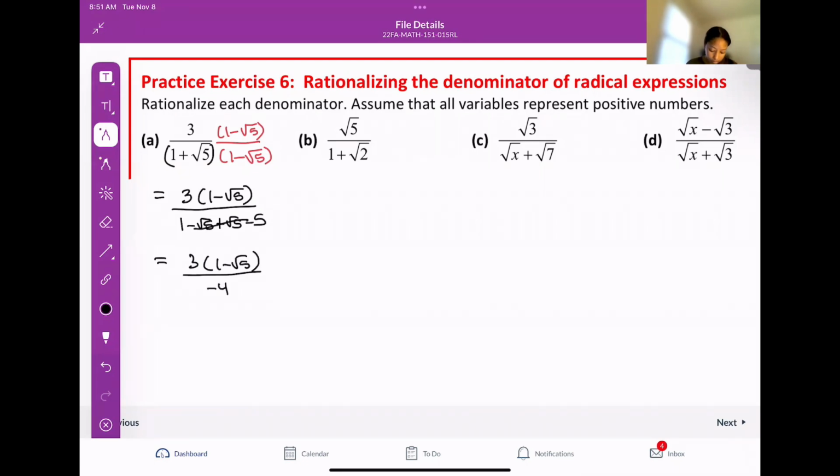And that's our answer. If you want, you can move the negative to the front. So negative 3 times 1 minus root 5 over 4. Or if you really want to distribute in the numerator, you can do that as well. So 3 minus 3 root 5 over 4.